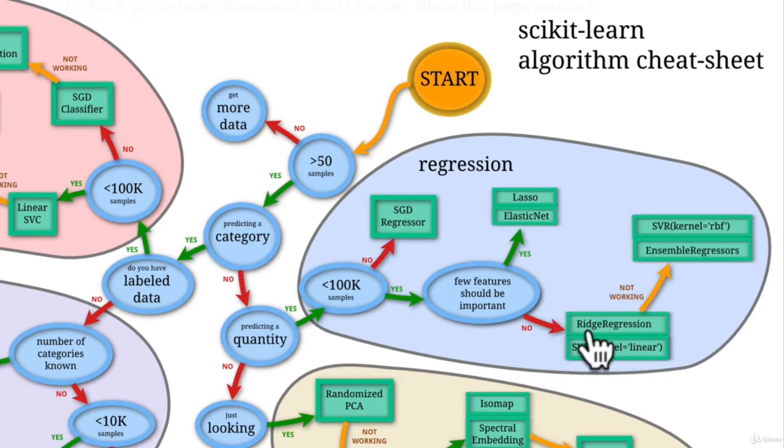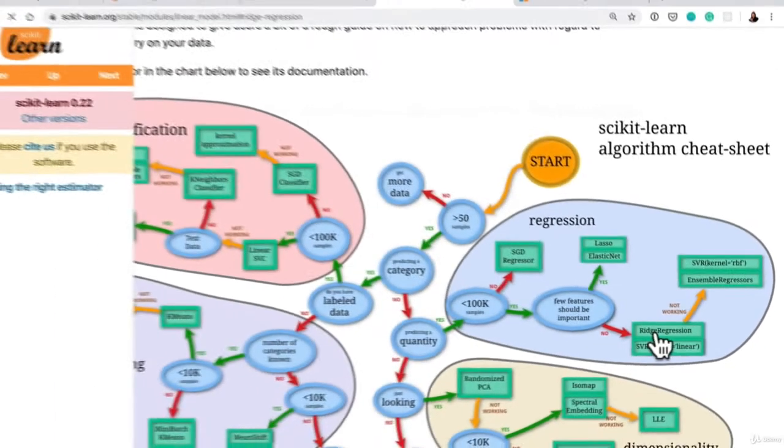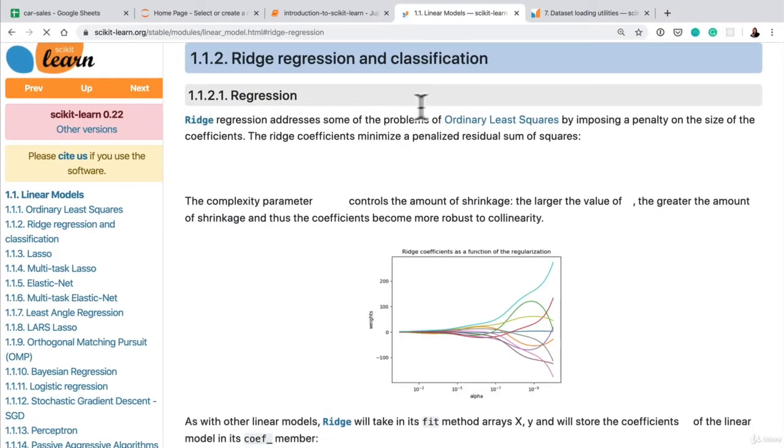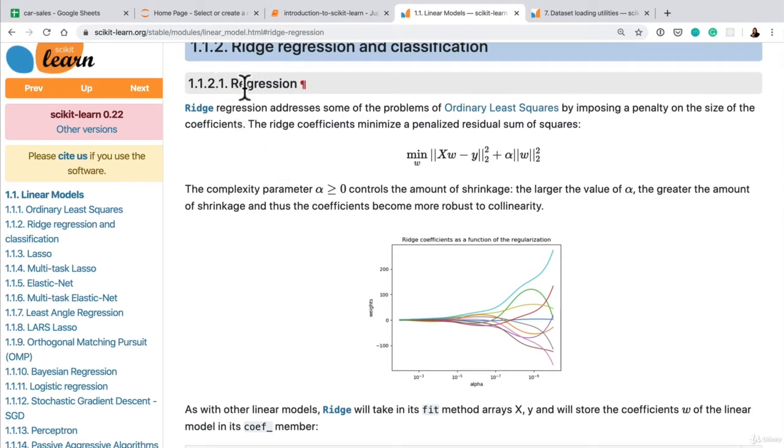And so this is going to point us now to one of these green squares. And within each of these green squares is an estimator or a machine learning model. So if we click on this one, ridge regression, this is going to take us to the ridge regression and classification documentation. So it tells us ridge regression.